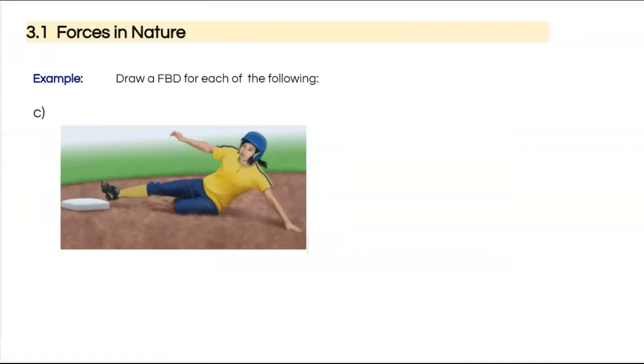All right, and so in this scenario, we have an individual baseball player who looks like they're sliding into one of the bases, and they're sliding in. So I want you to imagine what has to be happening here in order for them to reach that base. And so I want you to pause the video and draw your FBD.